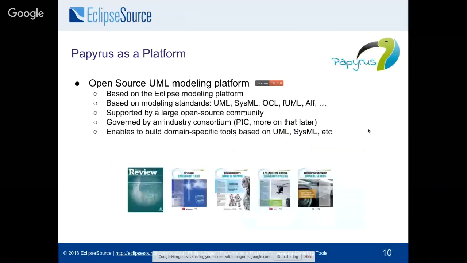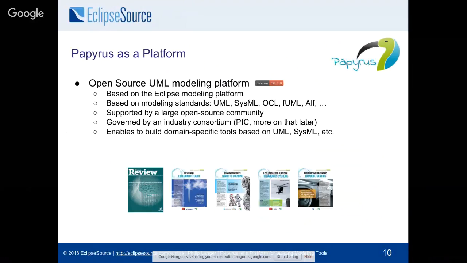So in case you don't know Papyrus, just a few words about that. Papyrus is an open source UML modeling platform published under the Eclipse Public License, part of the Eclipse Foundation Eclipse modeling project, and it's based on the Eclipse modeling platform itself. It also reuses a lot of modeling standards. Of course, UML is one of them, but also SysML, OCL, fUML, and ELF are other standards. So being standard conform is a very important part of the Papyrus project.